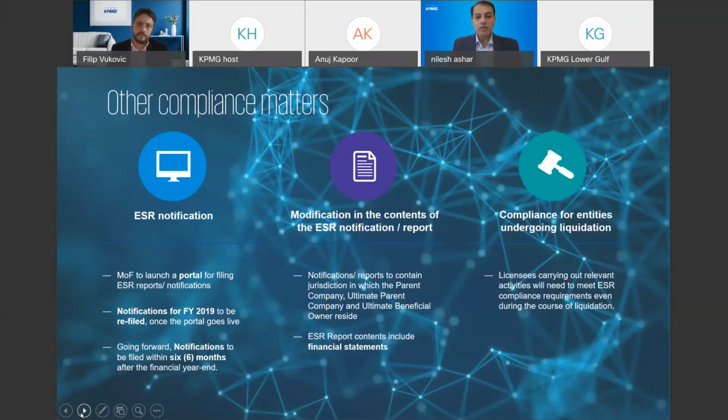As far as the notification and the ESR reporting format is concerned, while we don't have the format yet, it's clear that in the notification, all licensees now need to submit details of the parent company, ultimate parent company, and the ultimate beneficial owner. Previously, under the old regulations, it was only the high-risk IP licensee that had to submit this information, but now this is required for all licensees. And importantly, the ESR report will need to be accompanied by the financial statements. It is unclear whether these are audited financial statements or management-prepared financial statements, but they do need to be submitted along with the report.